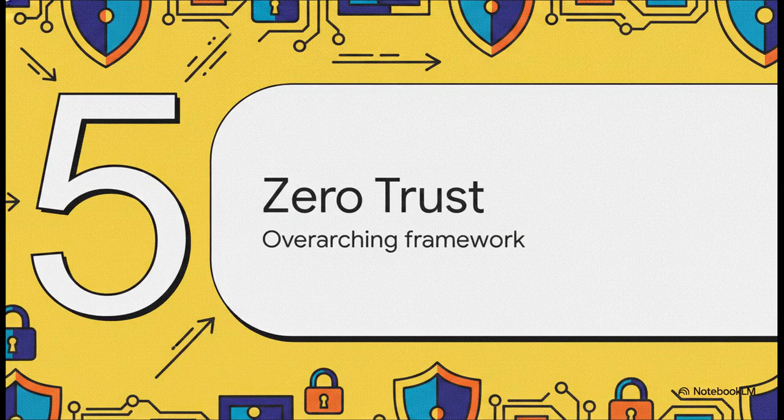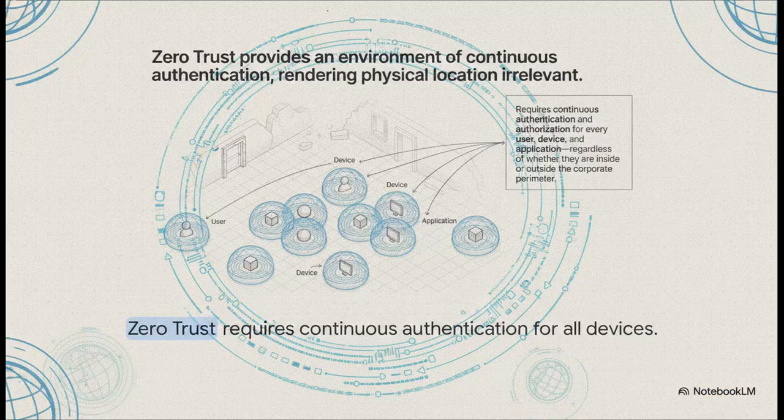Section 5, Pillar 4, Zero Trust, the overarching framework. So the crucial point here is that Zero Trust provides an environment of continuous authentication. Physical location is rendered completely irrelevant. Every single user, every single device, and every single application must undergo continuous authentication and authorization. It doesn't matter one bit whether they're sitting inside corporate headquarters on a secure Wi-Fi or working from a public network halfway across the world.